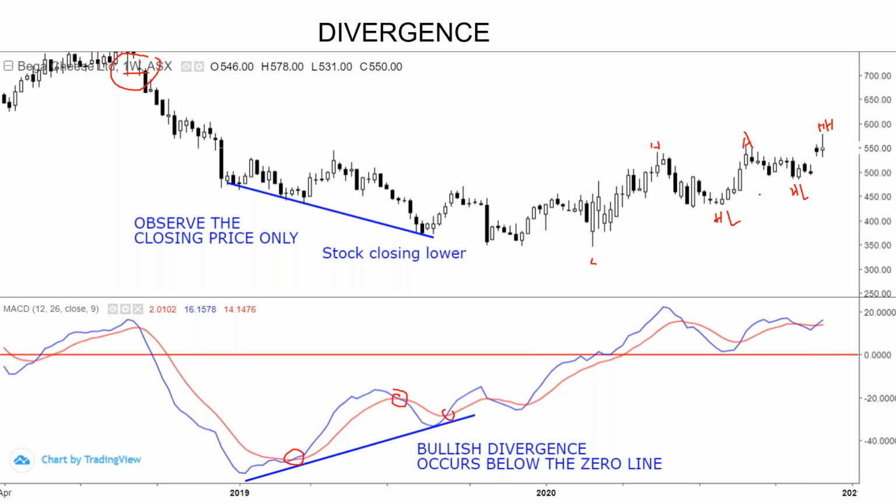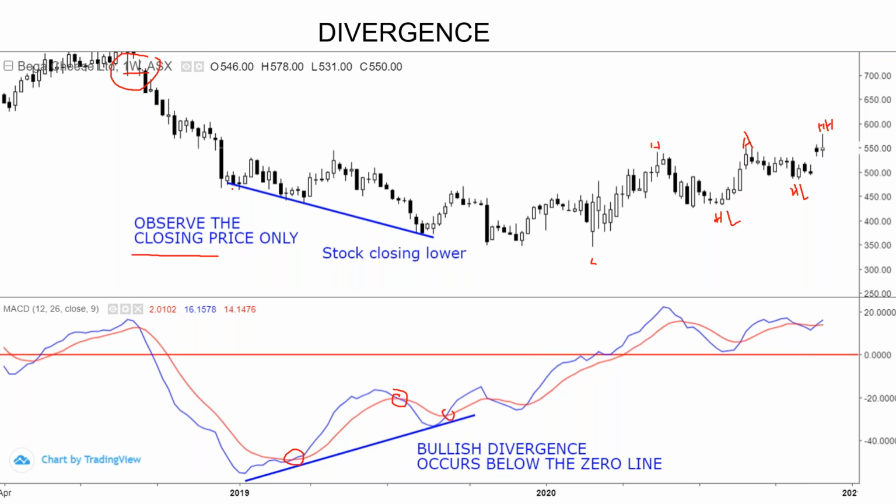Prior to the trend changing from a downtrend into an uptrend, we saw divergence in the MACD. And divergence is based around the closing price. Now, a lot of people think that divergence is based on the shadow or the wick of the candle. Nothing could be further from the truth. It is simply because these are calculated on closing prices. So we use the closing price as our observation for divergence.